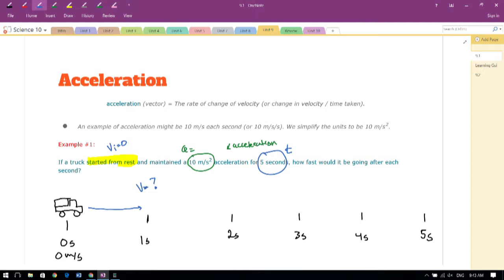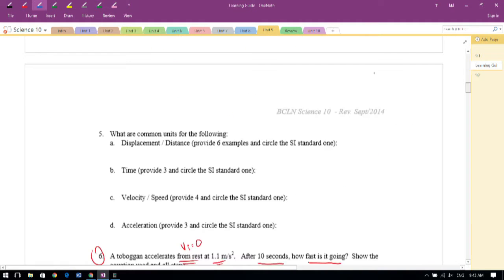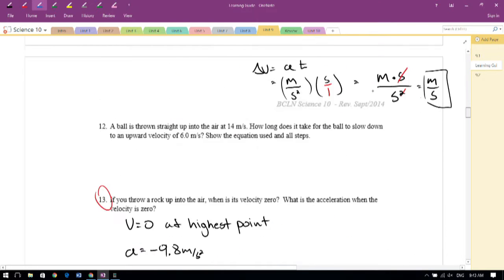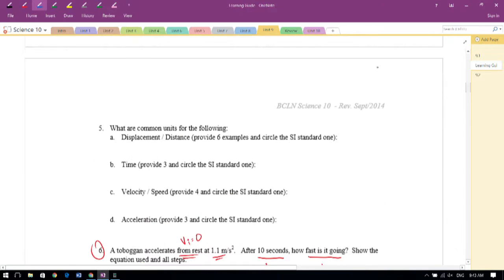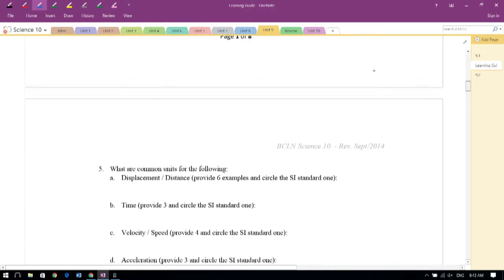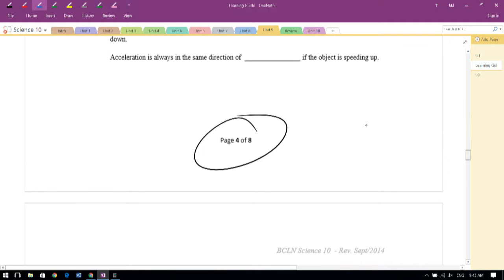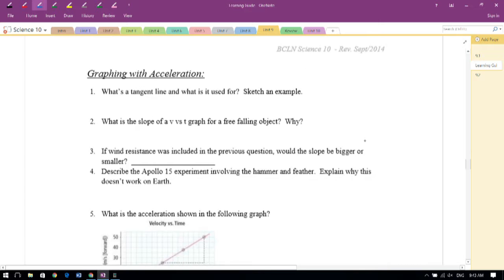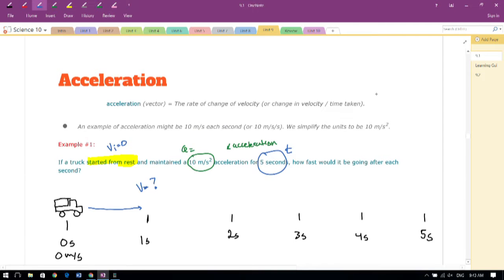What page are we supposed to be on? I'm not sure. Balls being thrown, acceleration. Yeah, this doesn't match up with your notes. So maybe just be jotting this down. Graphing, yeah. So this is just for your benefit.